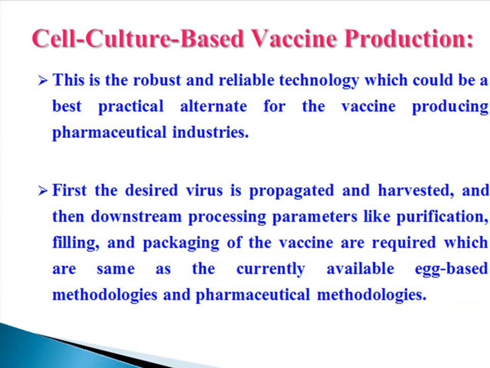Cell culture based vaccine production. This is a robust and reliable technology which could be the best practical alternative for the vaccine producing pharmaceutical industries. First, the desired virus is propagated and harvested, and then downstream processing parameters like purification, filling, and packaging of the vaccine are required, which are the same as the currently available egg-based and pharmaceutical methodologies.